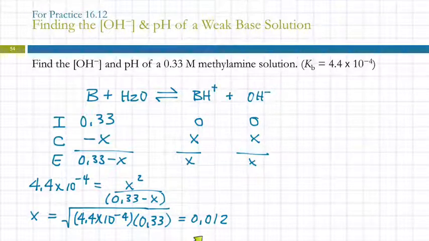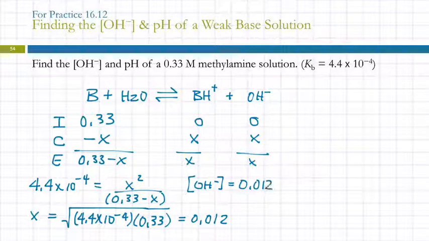I'm going to check that, divide it by the number I'm subtracting it from. So divide by 0.33, multiply by 100, 3.7%. The x is small approximation is valid. Okay, so we calculated x. What were we trying to find again? We wanted the hydroxide ion concentration. Well, in our ice table here, the hydroxide ion concentration was equal to x. So we have one of our answers, hydroxide ion concentration equals 0.012 molar.